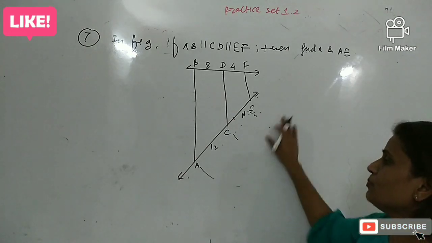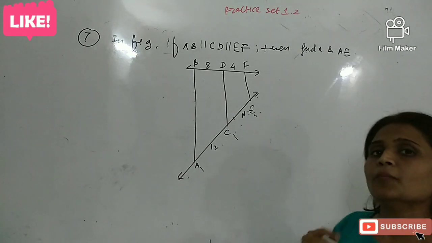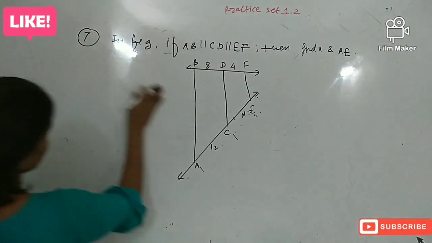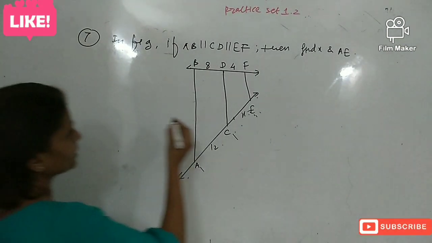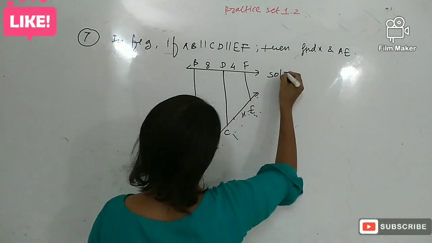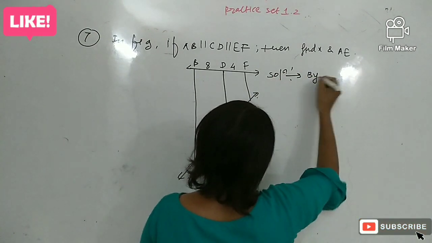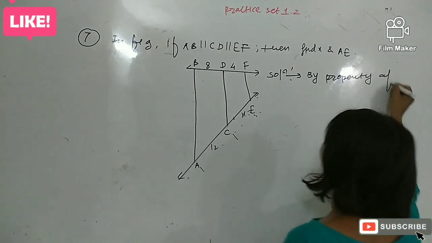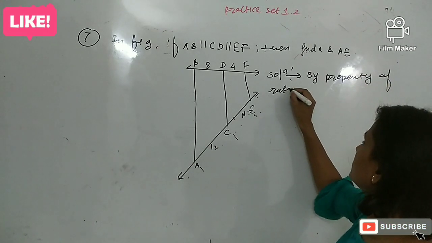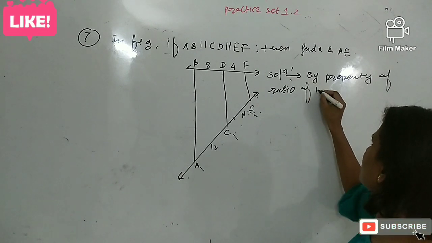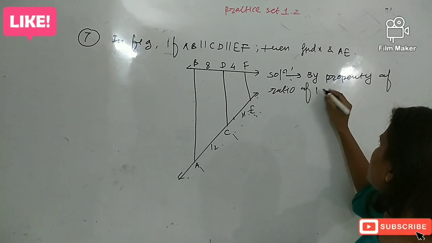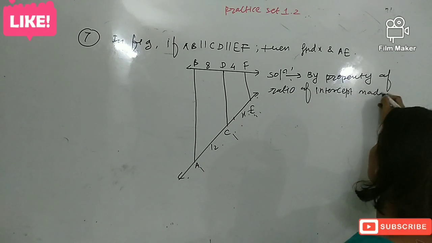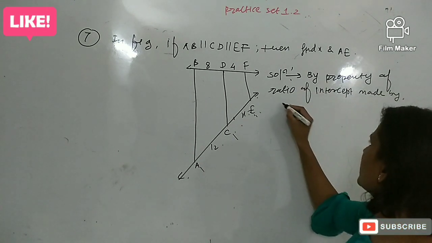So three parallel lines are given, which means we have to go with the property of ratio of intercepts made on the three parallel lines. So start your solution from that property. So I'm just writing your solution. By property of ratio of intercept made by three parallel lines.